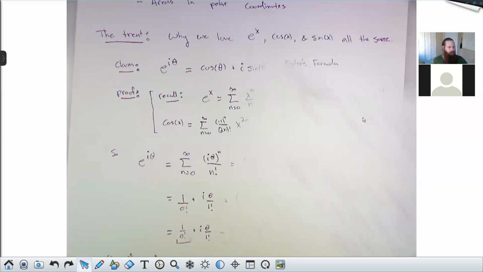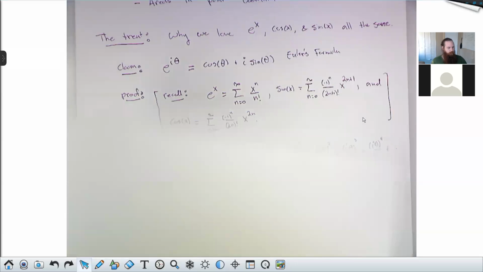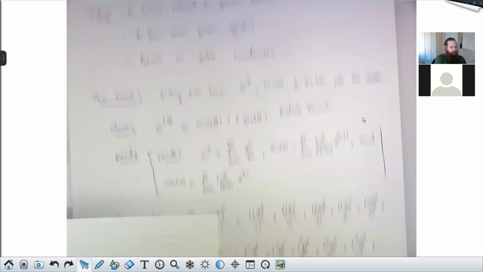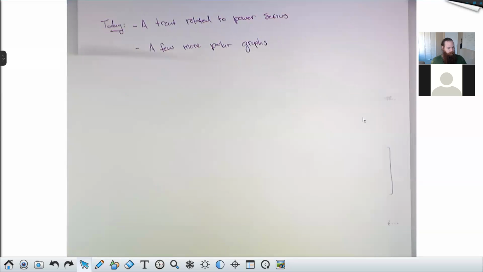Another thing we had to do today is look at a few more polar graphs. So I'd like to do that now. There's a family of polar graphs that we haven't seen. We looked at cardioids last time. We saw some circles. Another interesting family of polar graphs that are pretty important are these rose graphs or petal graphs.